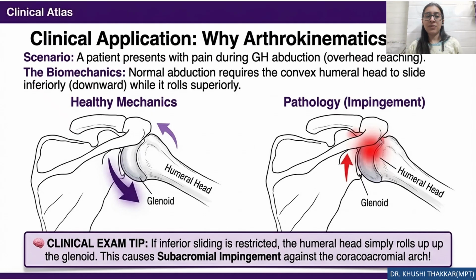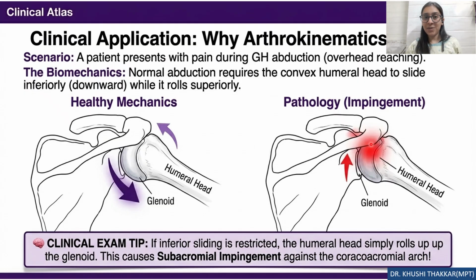The biomechanics of the normal abduction according to the concave convex rule, recollect, so the convex humeral head slides inferiorly, downwards, while it rolls superiorly. So this is healthy mechanics. Now abnormal mechanics involves the humeral head getting impinged here. So this is the humerus head and this is the acromial surface, that is the arch. Now here the head of humerus is rolling upwards but there is no inferior slide. The inferior slide is absent, so there is going to be impingement up here.